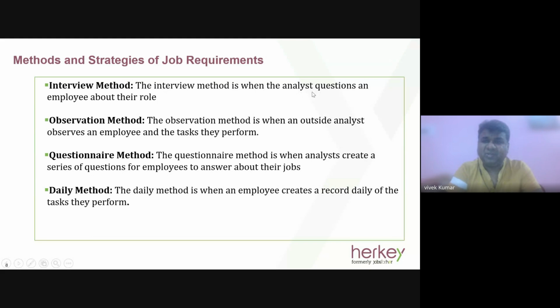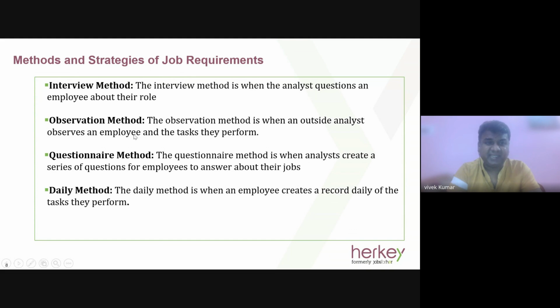What the analyst will do is go to that employee and ask about the role, trying to understand the nitty-gritties, what he does every day, and note down all these important things. For example, this person creates a campaign in Google, Facebook or Instagram on a daily basis, and then manages and monitors that campaign. This could come up when the analyst is asking questions. That is the interview method.